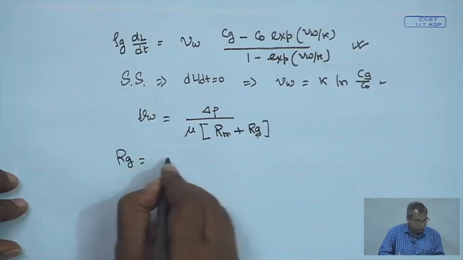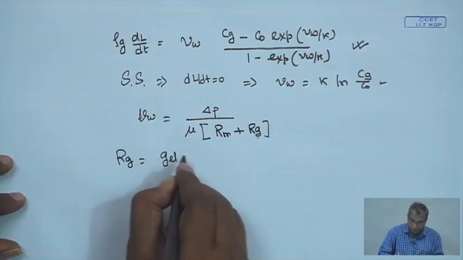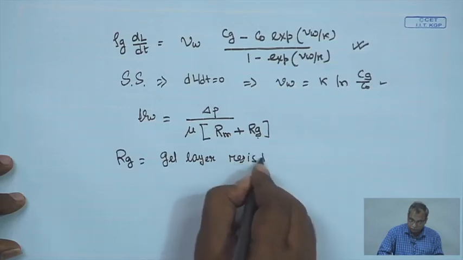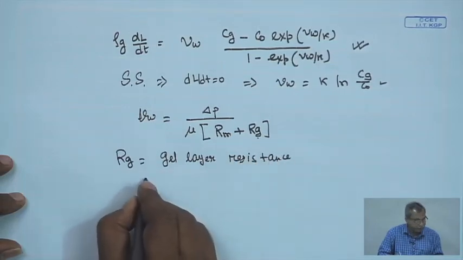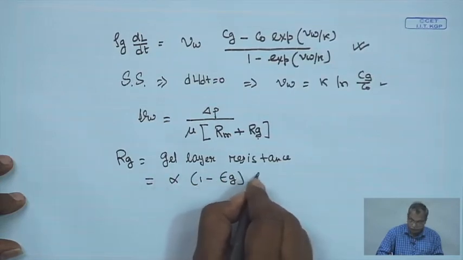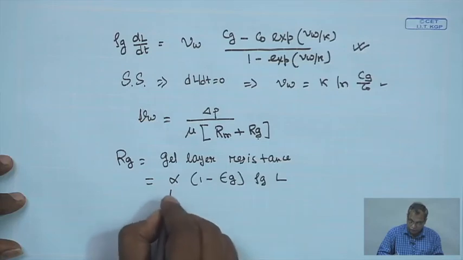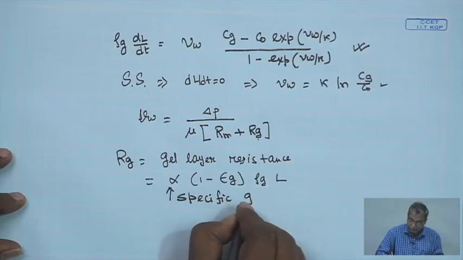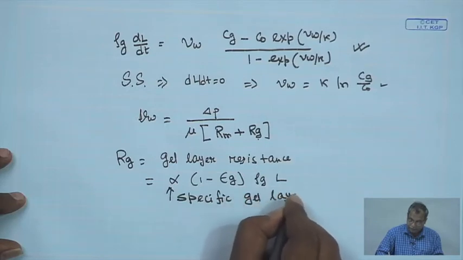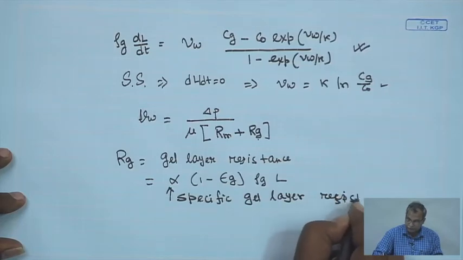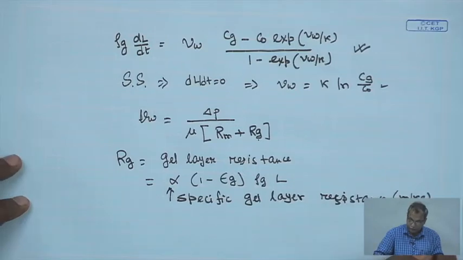R g is known as the gel layer resistance, and what is gel layer resistance? This will be nothing but alpha into (1 minus epsilon g) rho g times L. What is alpha? Alpha is known as the specific gel layer resistance. It is a gel characteristic. It has a unit meter per kg.